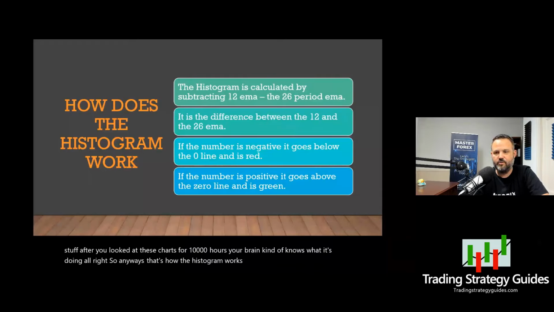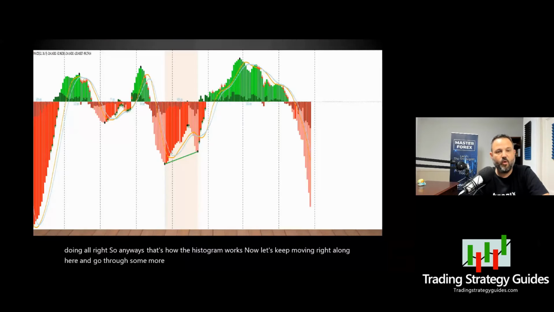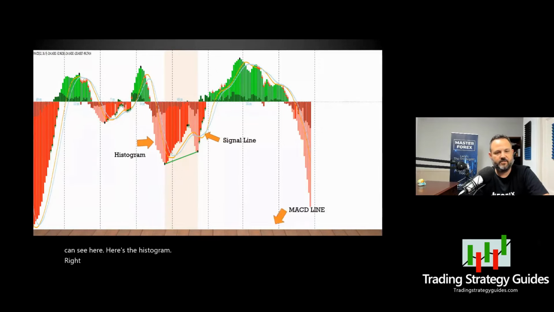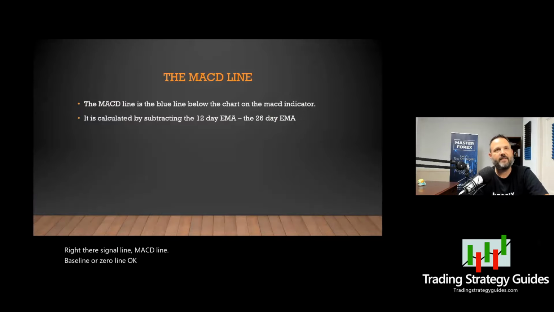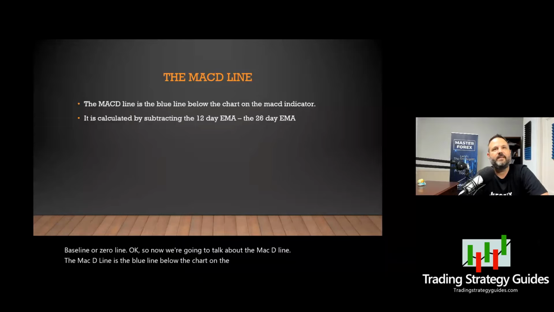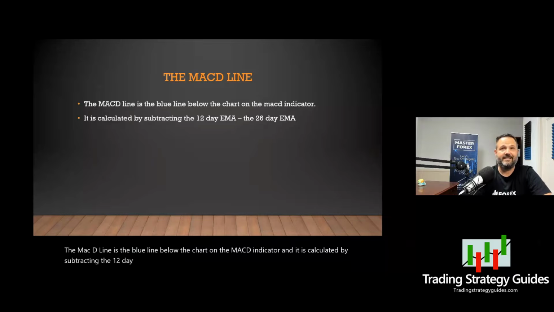Now let's keep moving right along here and go through some more training. All right. So there's more. And so you can see here, here's the histogram right there, signal line, MACD line, baseline or 0 line. Okay, so now we're going to talk about the MACD line. The MACD line is the blue line below the chart on the MACD indicator, and it is calculated by subtracting the 26 EMA from the 12-day EMA.